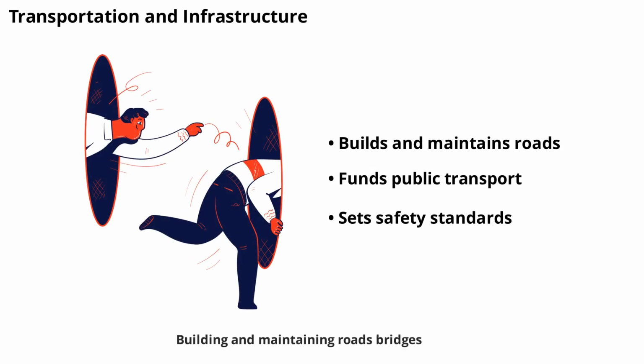Building and maintaining roads, bridges, and public transportation systems are essential state government functions. States plan and fund transportation projects, set safety standards, and ensure that infrastructure meets the needs of growing populations. Reliable transportation helps connect communities, supports economic growth, and improves quality of life.